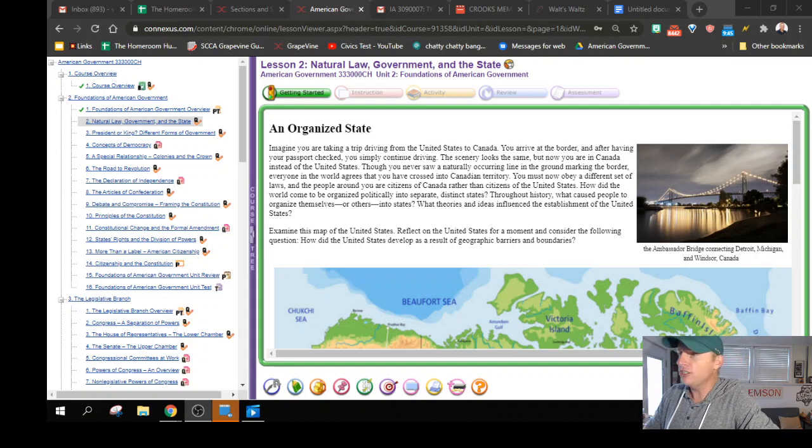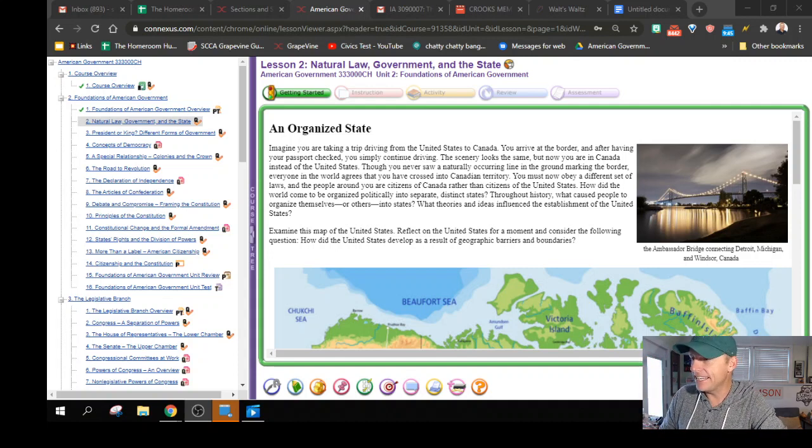All right, so imagine you're taking a trip driving from the United States to Canada. You arrive at the border, and after having your passport checked in normal times, when we could travel, you simply continue driving. The scenery looks the same, but now you're in Canada instead of the United States. Though you never saw a naturally occurring line in the ground marking the border, everyone in the world agrees that you have crossed into Canadian territory. You must now obey a different set of laws, and the people around you are citizens of Canada rather than citizens of the United States. How did the world come to be organized like this, into different nations, into states?